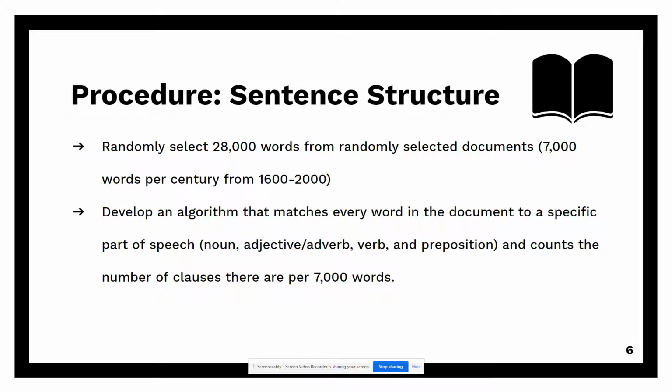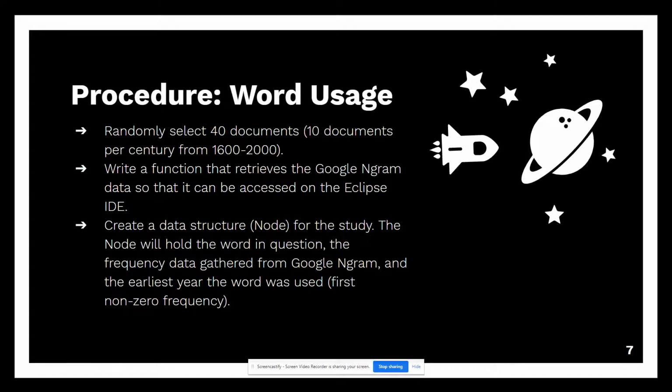Here's my procedure specifically for sentence structure. I'll first randomly select 28,000 words from randomly selected documents, 7,000 per century. And then I would develop an algorithm that matches every word in the document to a specific part of speech, otherwise known as, I am finding the distribution of nouns, adjectives, verbs, and prepositions, and clauses across the 7,000 words per century.